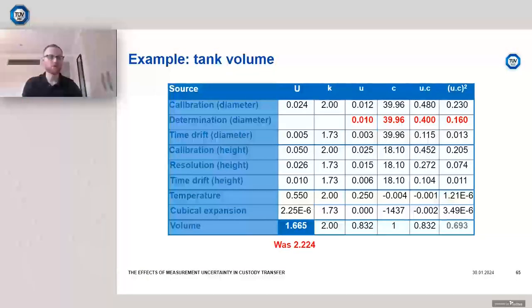So that's why uncertainty budgets are very iterative. You define what you want your uncertainty to be. Initially, you put a budget together. If it's too high, you need to look at what the main sources are and whether you can reduce them.